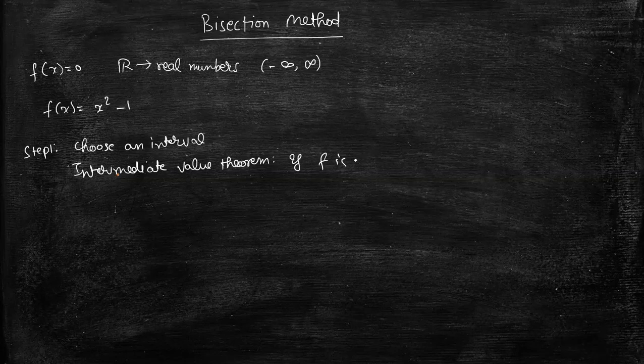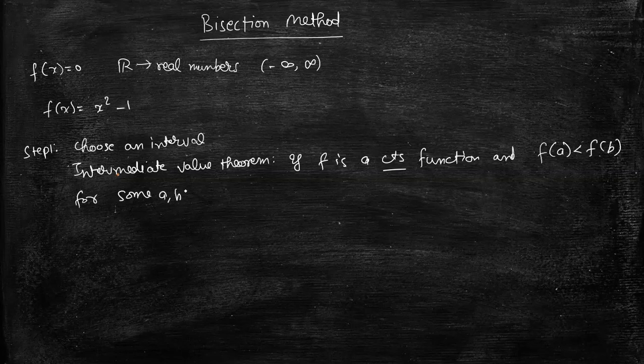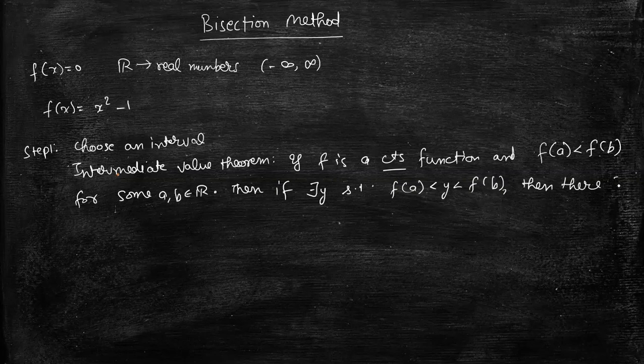If f is a continuous function, where CTS means continuous, and f(a) is less than f(b) for some a, b belonging to R, or a, b in the real number line, then if there exists y such that f(a) is less than y less than f(b), then there exists x node in (a, b) such that f(x node) is equal to y.